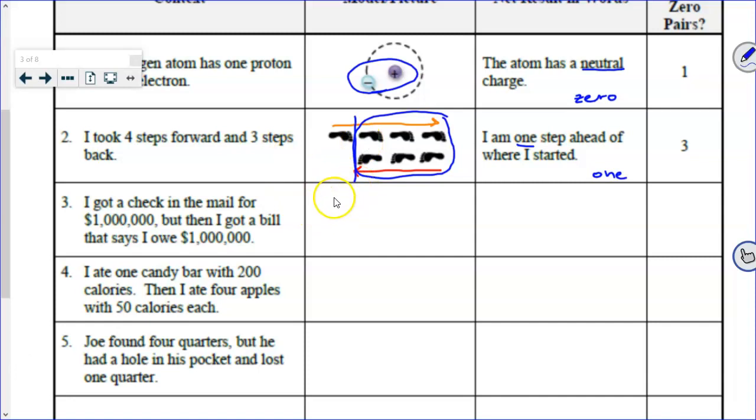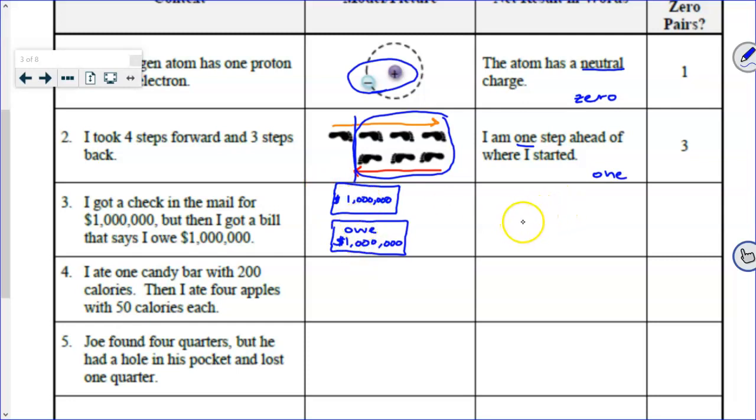My favorite one that I saw is something like this, where they actually, very tiny, wrote out a check for $1 million. 1 mil, even better. Then you don't have to count all those zeros. And then they also wrote a bill that says you owe $1 million. It's a good enough model. We can see the check for $1 million. We can see that we now have a bill that we owe $1 million.